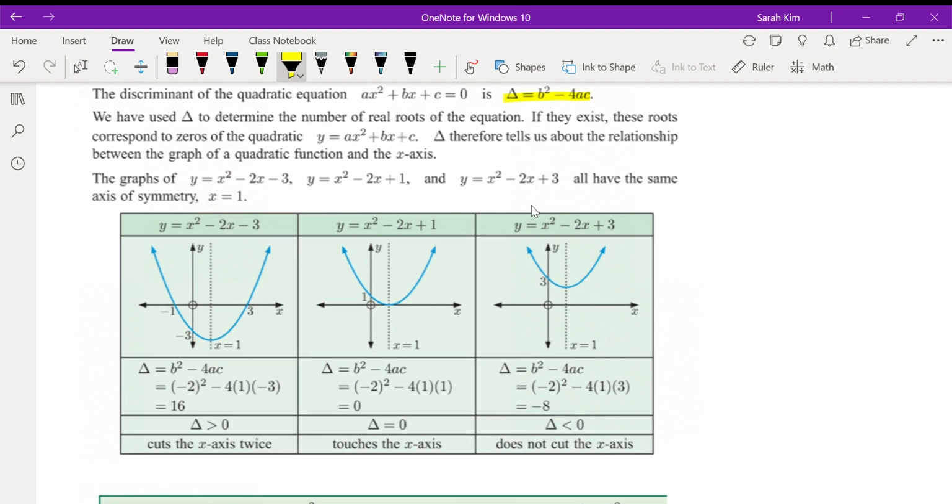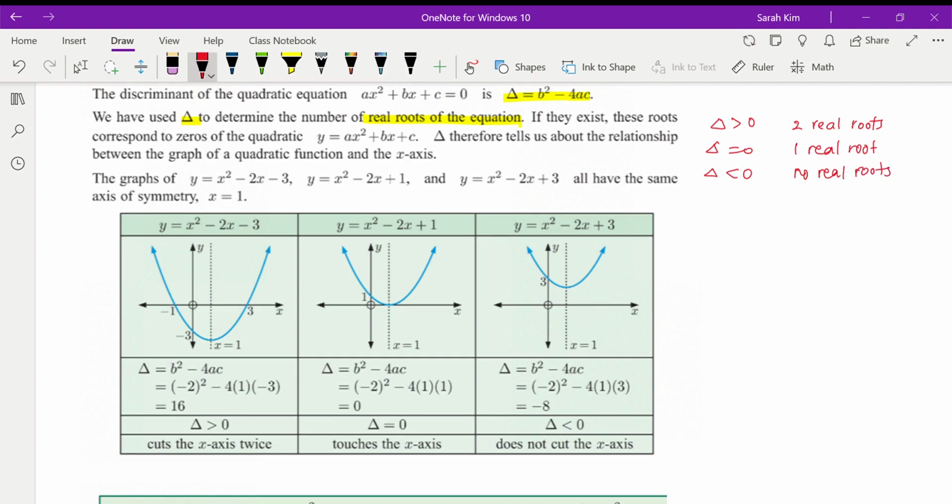We use the discriminant to determine the number of real roots of the equation. If we quickly run through the options: if it's greater than 0, there's 2 real roots. If it equals 0, there's 1 real root. And if it's less than 0, there are no real solutions, no real roots, I guess.